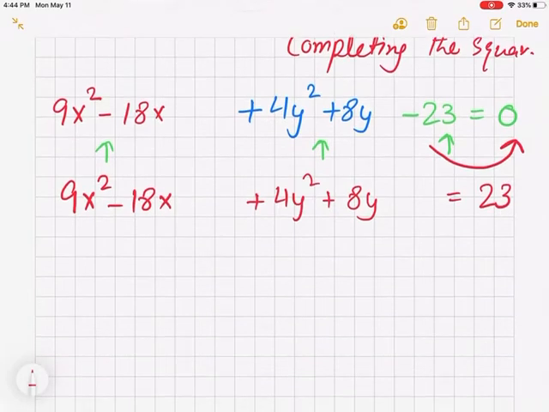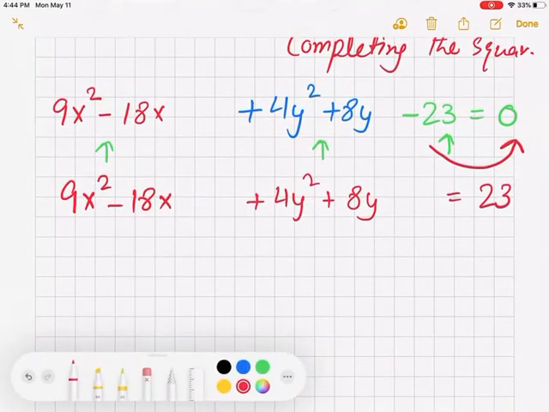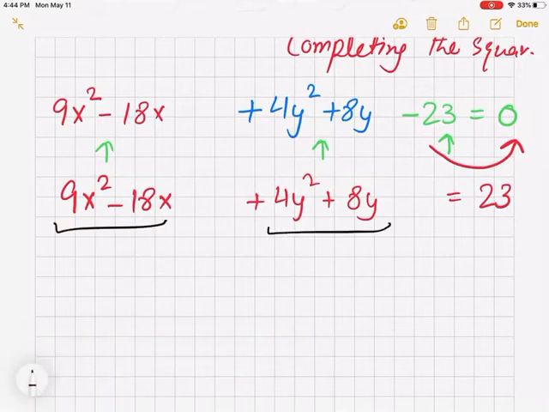Almost there. Now we are trying to make a perfect square for each, x and y both. So for that, I hope you remember we factor out the a value. So what's the a value? The a value is 9 for this x part. This becomes x squared minus 2x. And I would leave some room for our magical number.